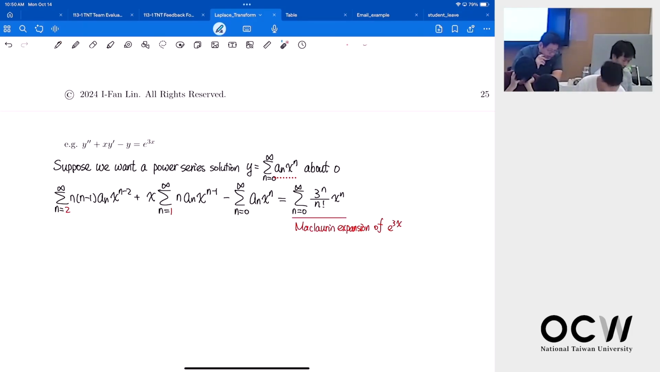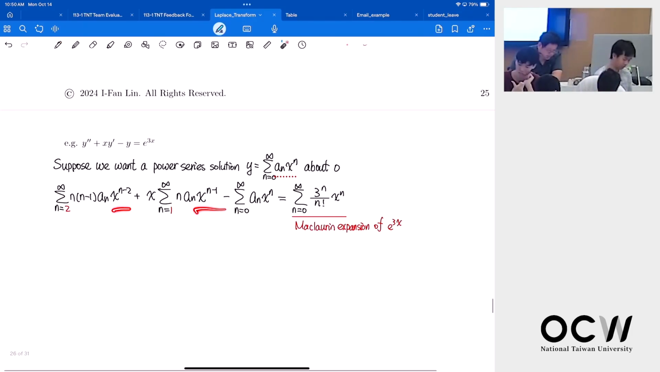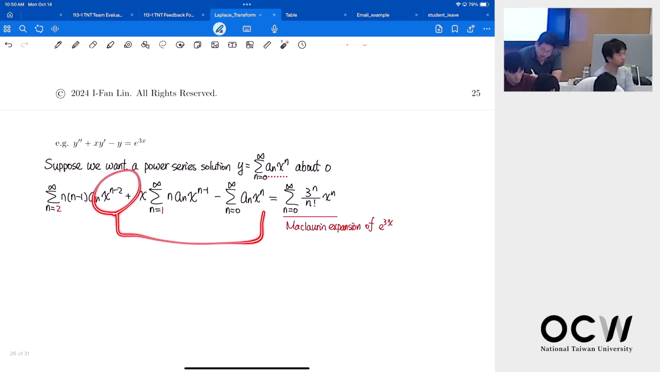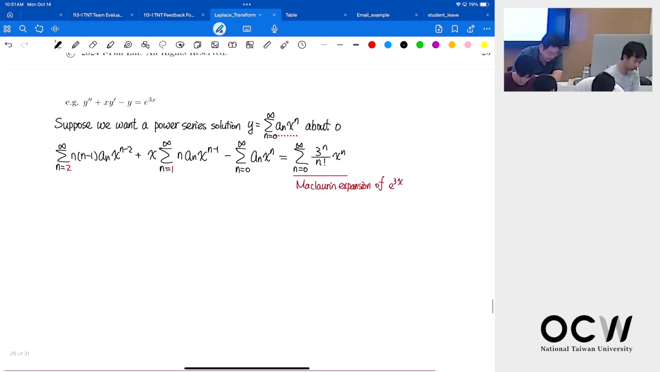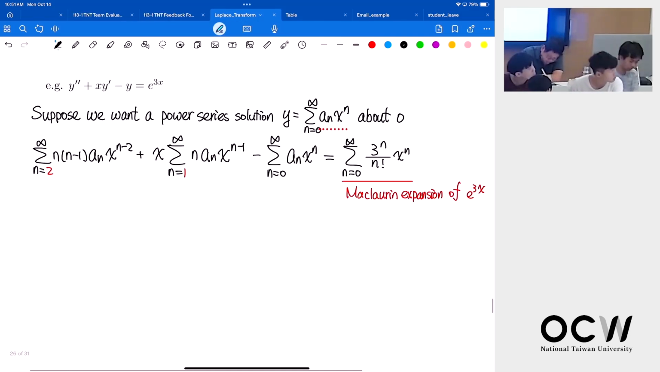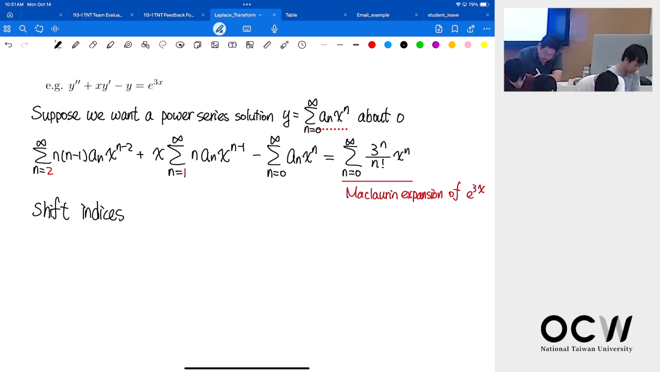And then we need to shift the index. Okay, so how do we shift the index? We try to make everything starting from n. I mean, the power should be all in n. Okay, so if I shift the indices, this time I say n prime equals n minus 2.